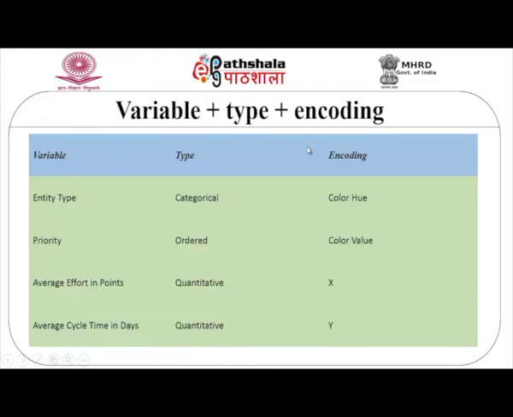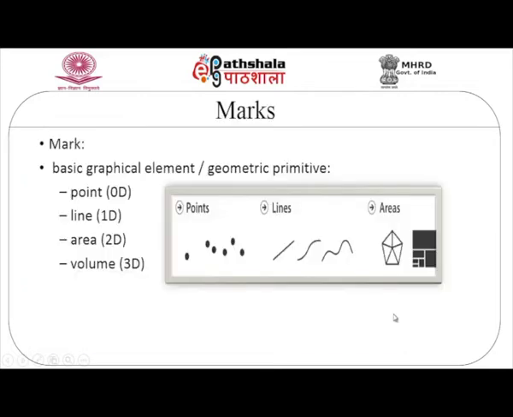So this is a chart which talks about the variable type as well as the kind of encoding pattern. Okay. So here we have the entity type, which is categorical, and can be represented as color hue. We have the priority kind of variables, which is an ordered type where we can represent it using the color values. We have average effort in points, which is a quantitative value, encoded on the x-axis, and average cycles, which is a quantitative value, which can be represented on the y-axis.